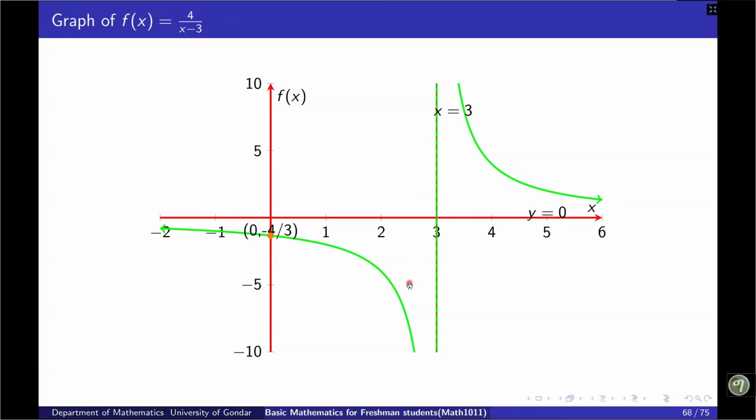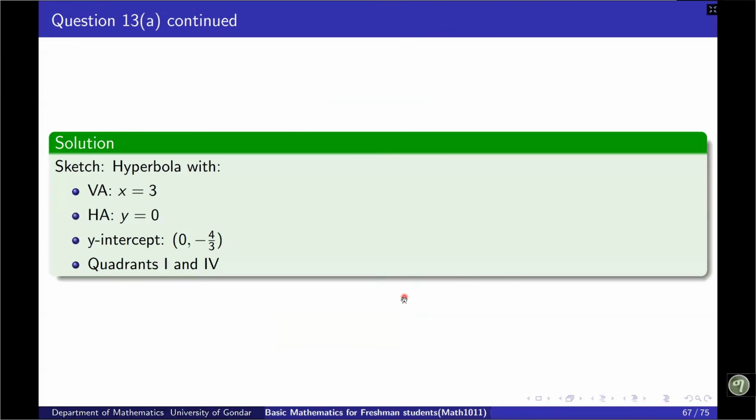And then a hyperbola, which is found in the first quadrant and the fourth quadrant.